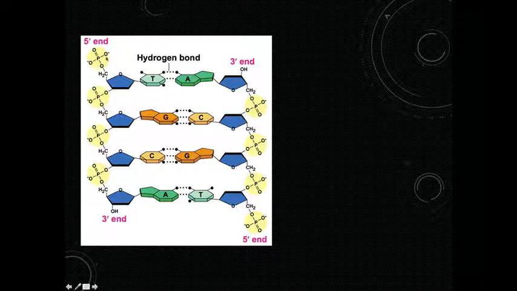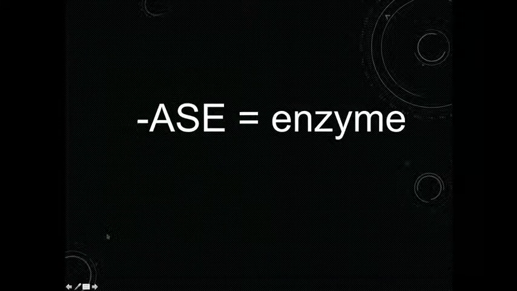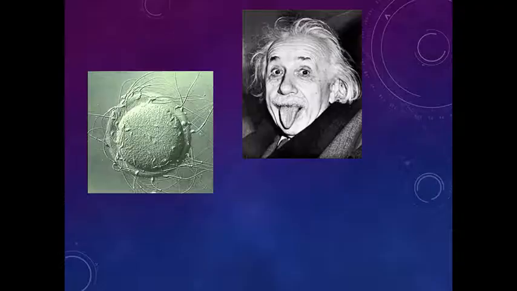Remember, when we're talking about the ends, the 5' end is the end that has the phosphate, and the 3' end is the end that does not have the phosphate, it has the OH group instead. Another key bit of background information is that anything that ends in ASE represents an enzyme. So there's going to be several different enzymes that are involved in DNA replication.